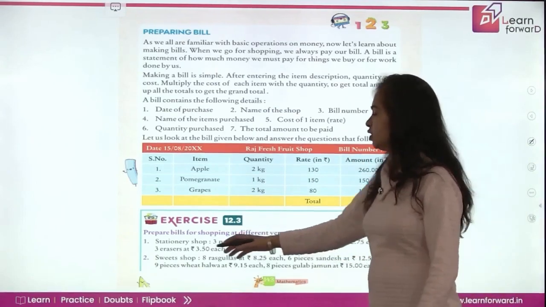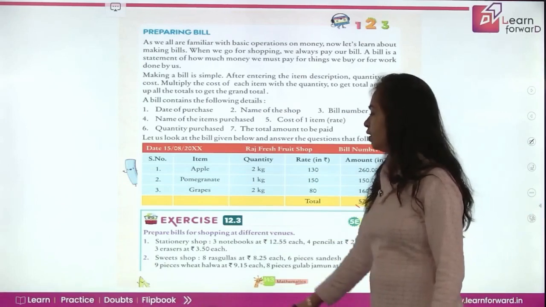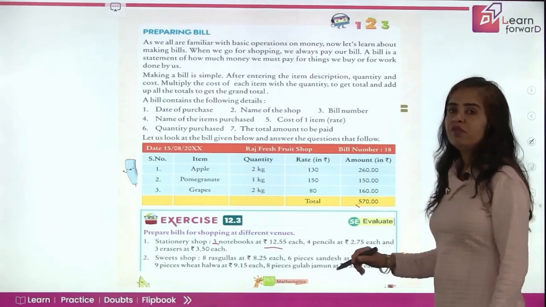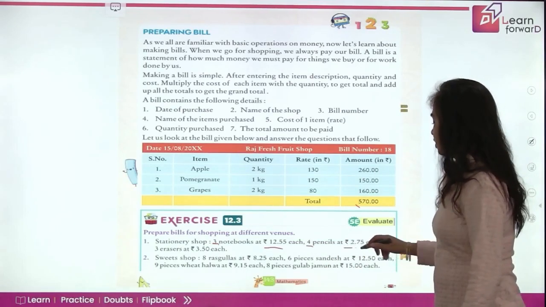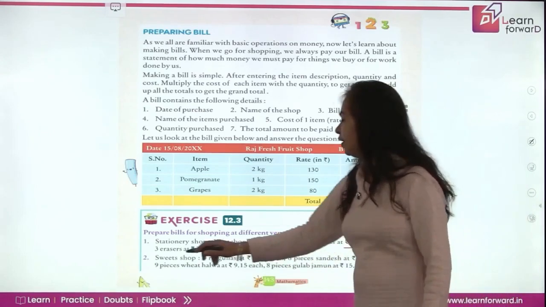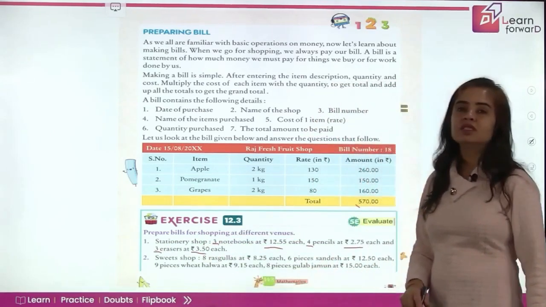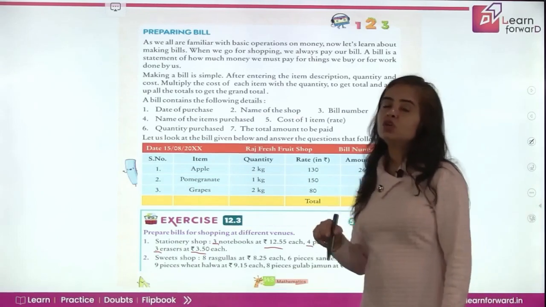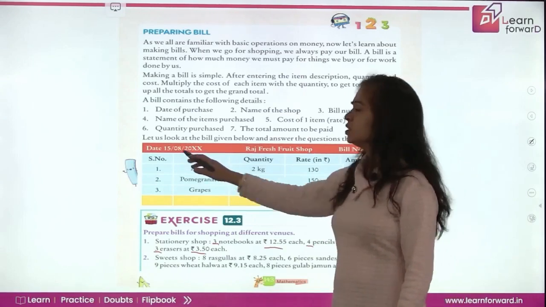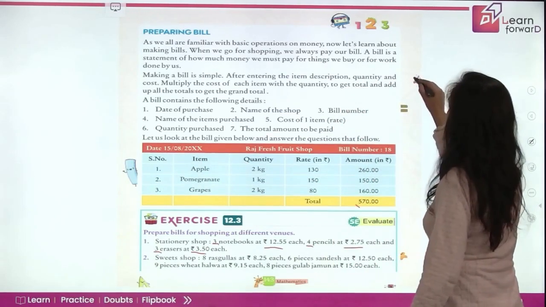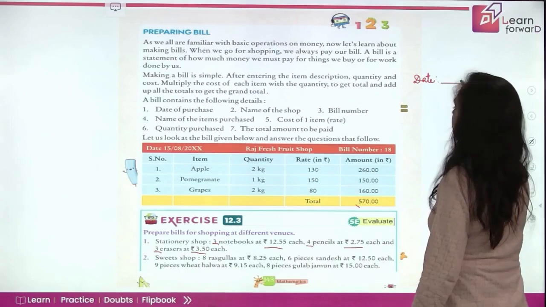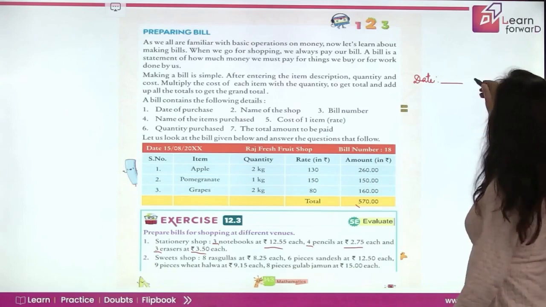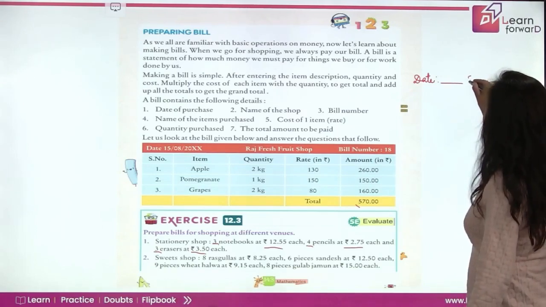Now here's an exercise for you to prepare bill for shopping at different venues. At stationery shop, you are buying 3 notebooks at the rate of 12.55 rupees, 4 pencils at the rate of rupees 2.75, and 3 erasers at the rate of rupees 3.50 each. Now here the name of the stationery shop is not given. So first thing you have to do is write the date, whatever date it is today. And then for stationery shop, you can write any name of your locality. So I write here Stationery Mart.